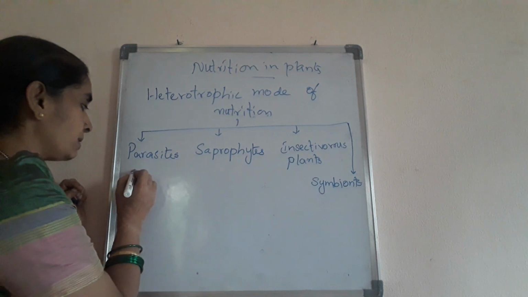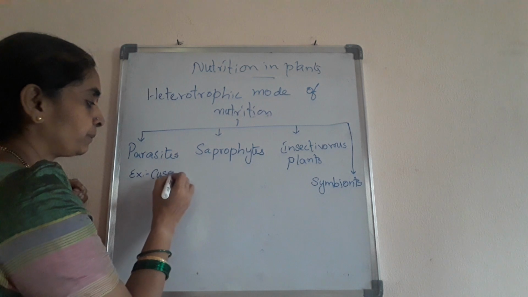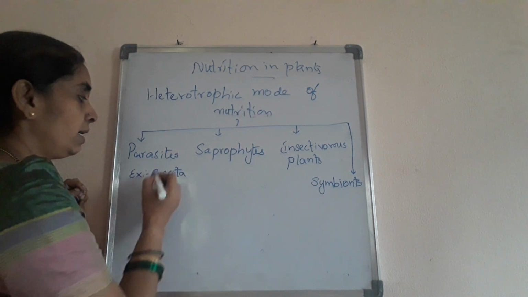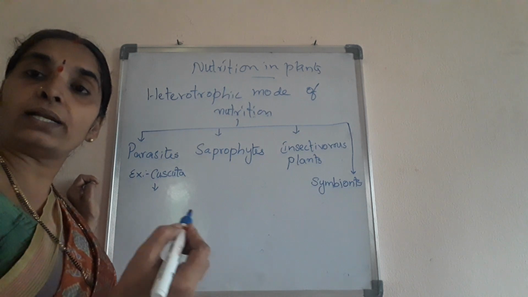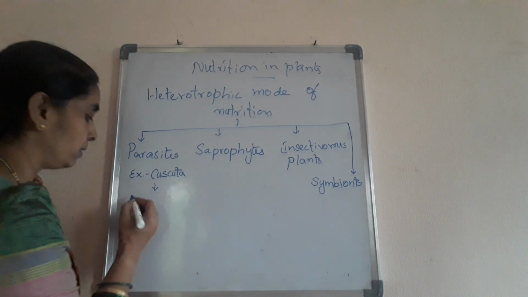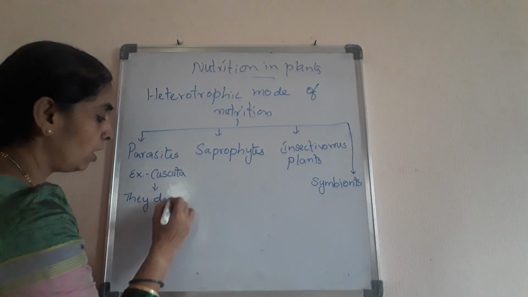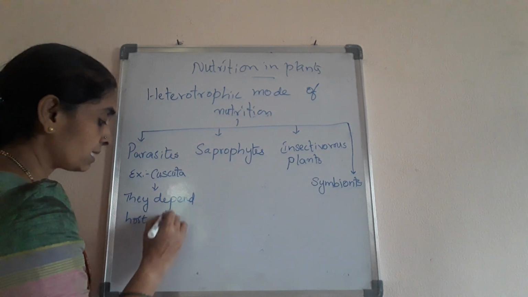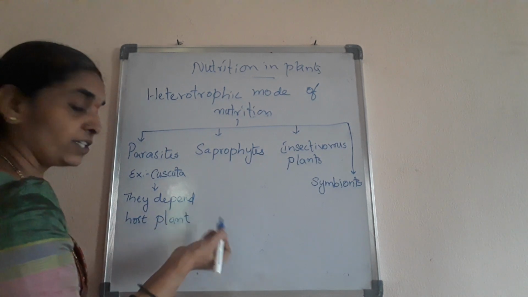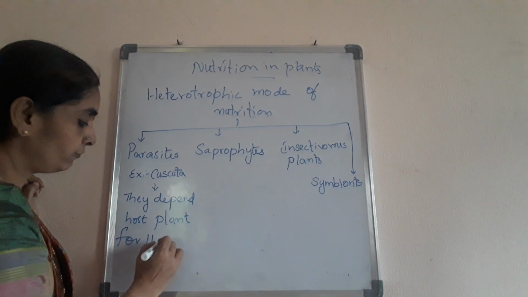So what are parasites? An example for parasites is Cuscuta. Is it clear, children? So what are these parasites? Parasites depend on host plant for their food. What do they depend on? They depend on host plant, that is green plants which can prepare their own food.